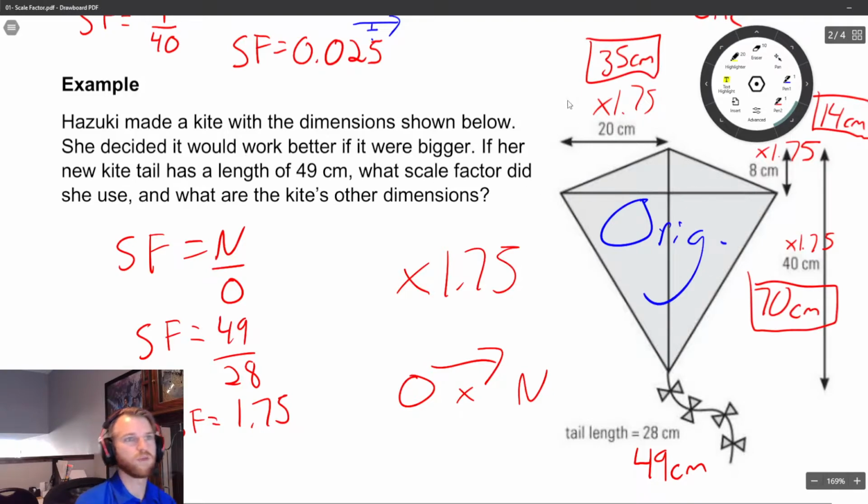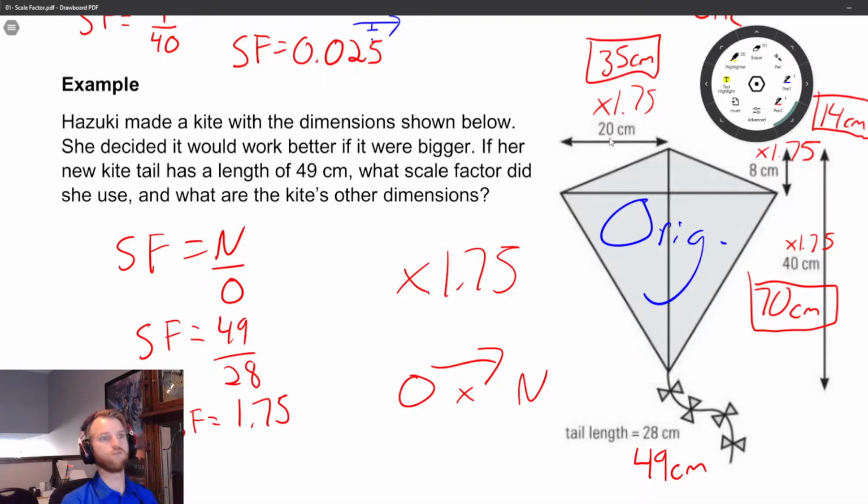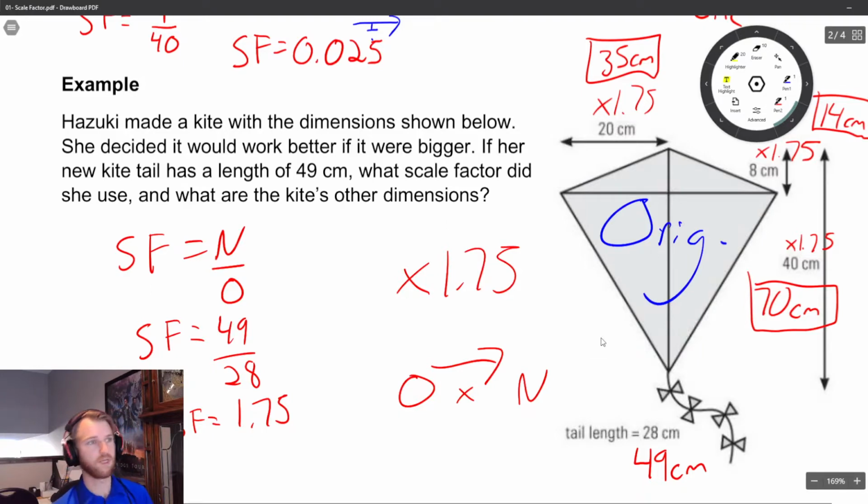All right, so if you put that all into your calculator, these are the answers that you should get. 20 times 1.75 is 35. 8 times our scale factor is 14. And 40 times our scale factor is 70. Okay. So that should be enough to get you through the practice problems in here.